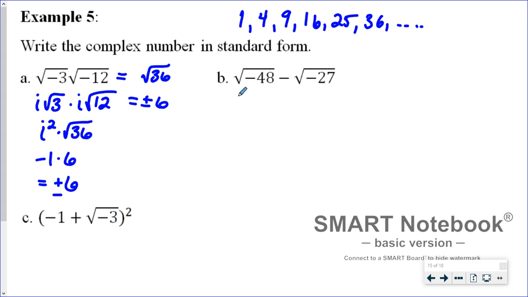Yes. 12 times 4. I would even argue that there's a bigger one. 16 and 3. Yeah. So I would actually change this to the square root of negative 16 times the square root of 3. All right, what about negative 27? Does a perfect square go into there? Yes, and I would say that that is the square root of negative 9 times the square root of 3.